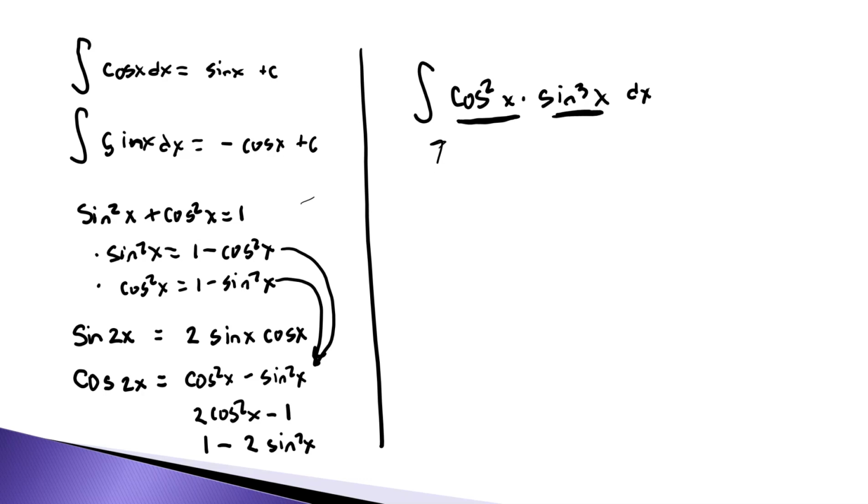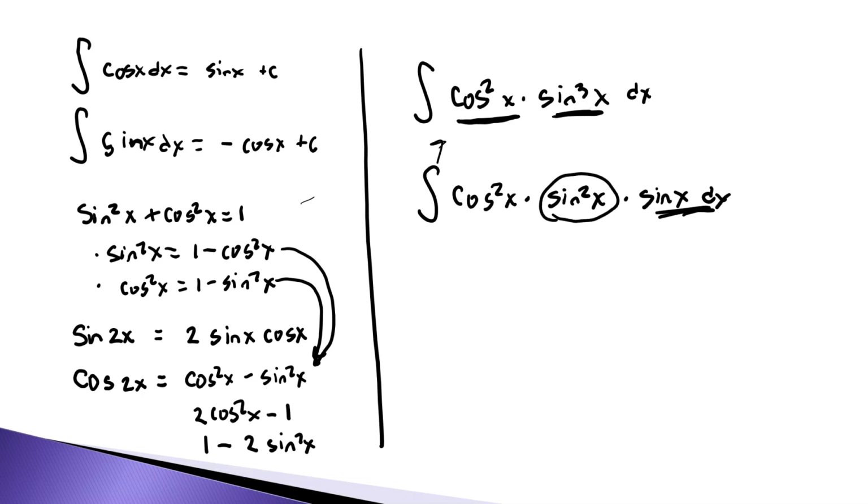So instead, I'm going to convert the sine over. I'm going to think of it like this: cosine squared of x times sine squared of x times sine of x dx. I'm reserving this sine of x so that I can use it in my du. Now I'm going to convert this into cosines.